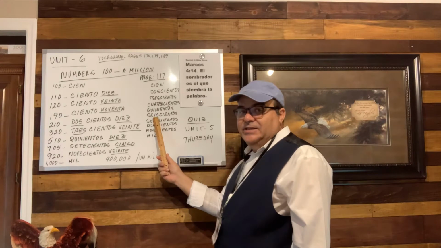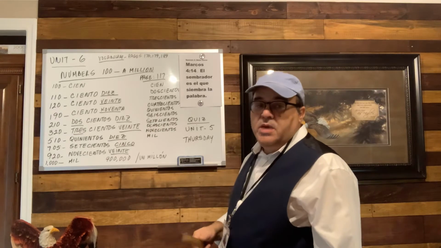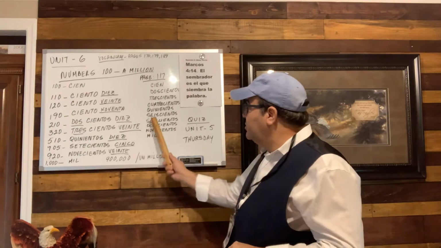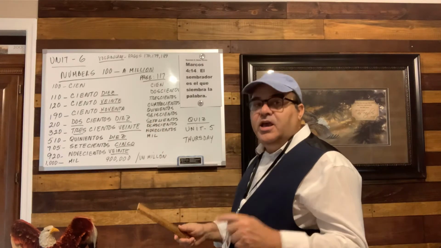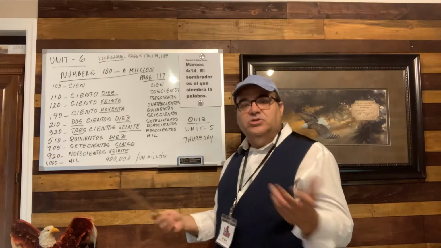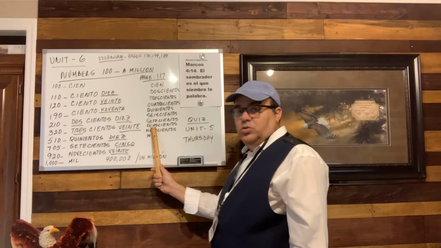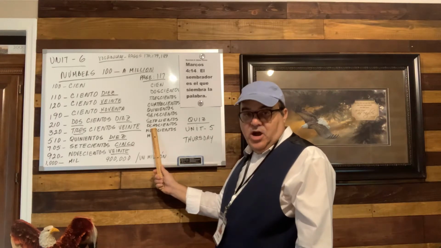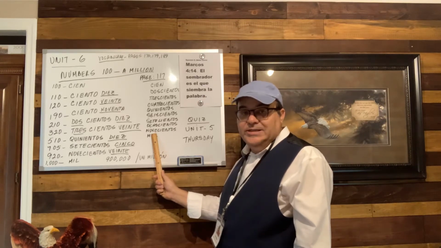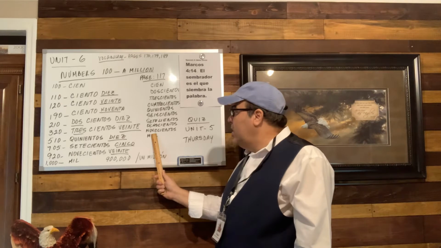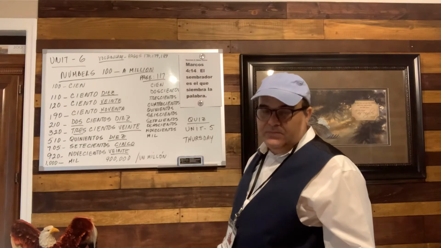600, 700. This one is going to be easier, remember, because 6 has two S's, so 600 is 'seiscientos'. In 7, we have ST, so 700 is 'setecientos'. 800 is 'ochocientos'. 900 is different, it's not 'nuevecientos', because 9 is 'novecientos'. And then we say 1,000, mil.